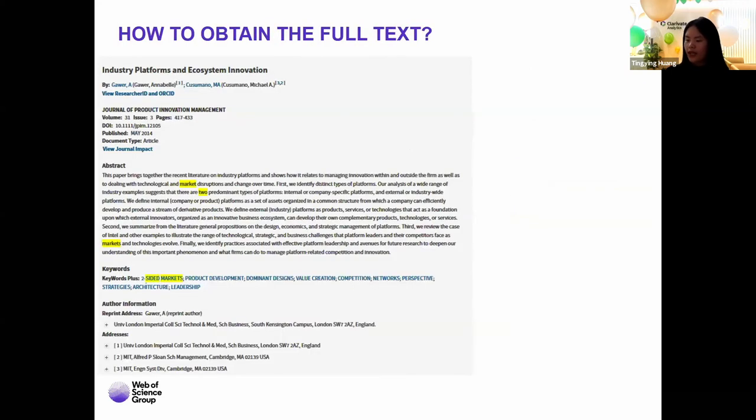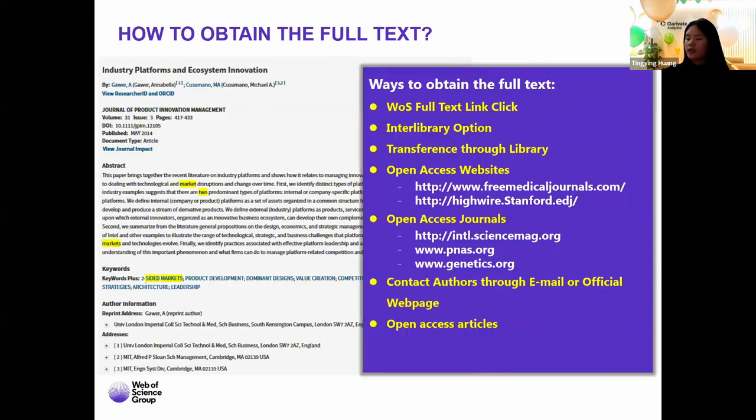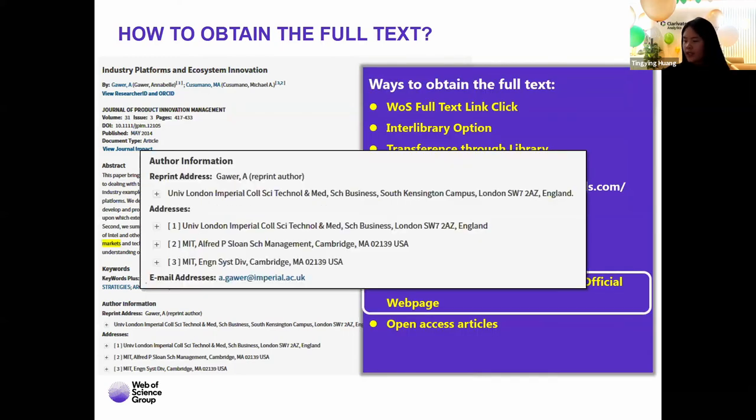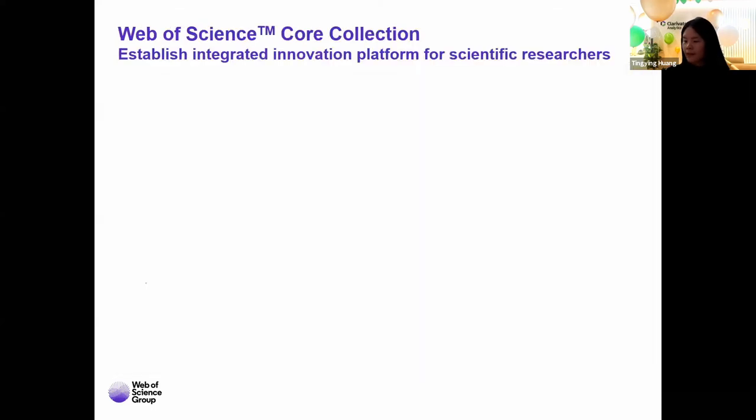In addition, we can find the author email address in the author information in Web of Science. With this email address, we can email the authors and maybe ask for the full text PDF directly ourselves, and build some connections with the authors directly.